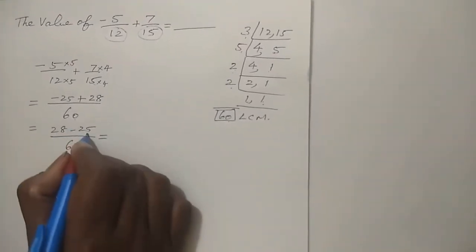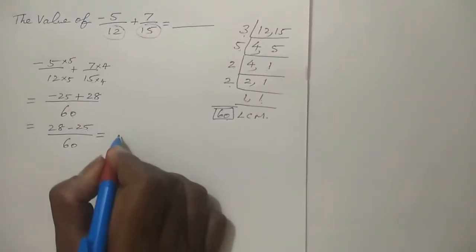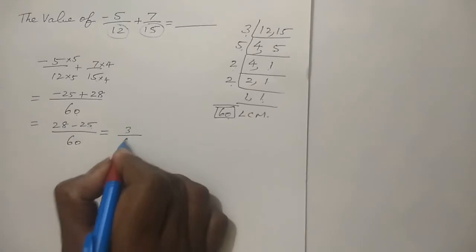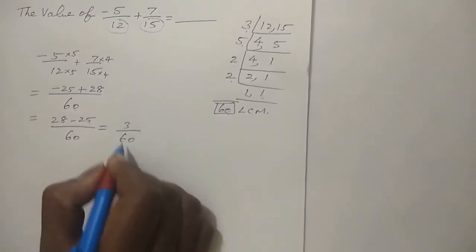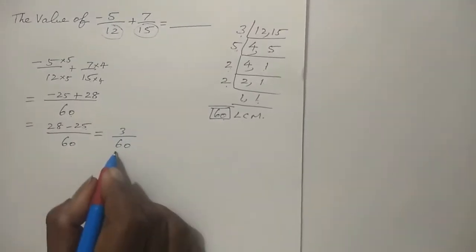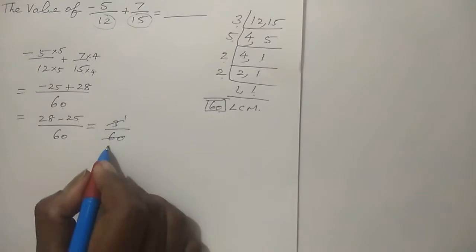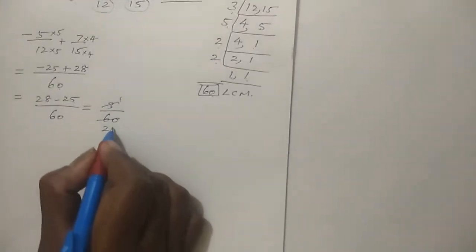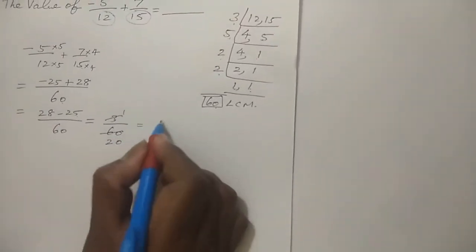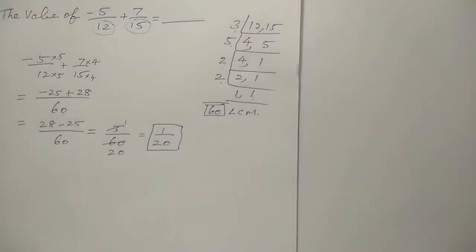So what is 28 minus 25? It is a bigger number minus a smaller number, so 28 minus 25 is equal to 3 by 60. Is this the answer? No, still we can cancel, because it is the 3 table. Here we have 60, so 3 1s are 3, 3 2s are 6, and 0. So we have the answer 1 by 20. This is your answer, 1 by 20.